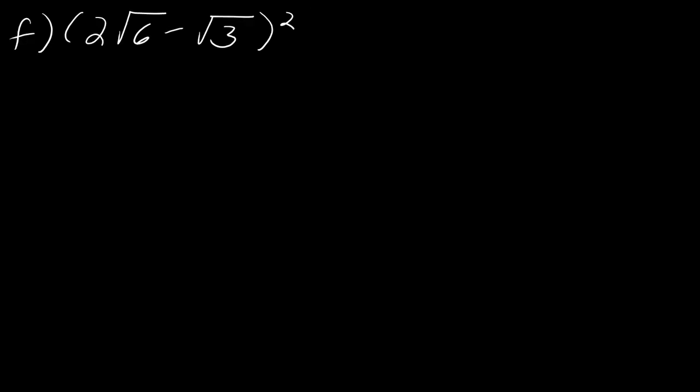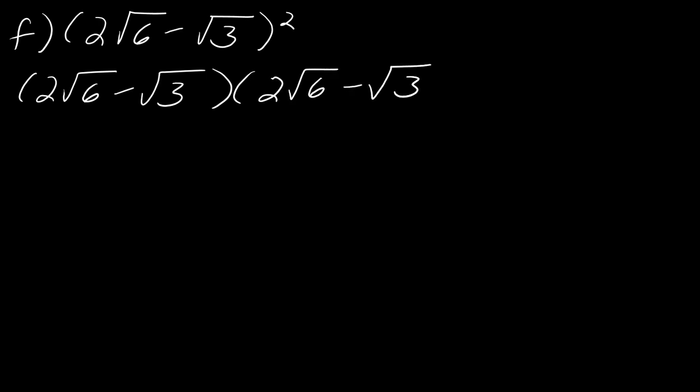And we have one more. So this one is another one where we have to just write it out. So this is going to be 2 times the square root of 6 minus the square root of 3 and 2 times the square root of 6 minus the square root of 3. So let's go ahead and multiply this all together.